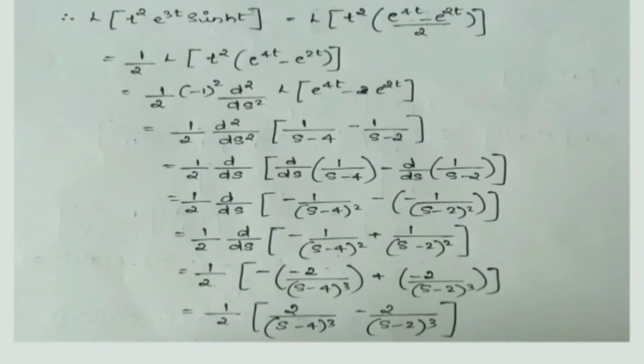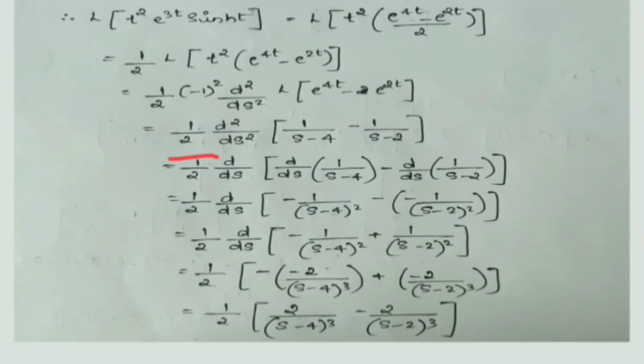Therefore, it becomes Laplace of t square e raised to 3t sin ht is equal to Laplace of t square (e raised to 4t minus e raised to 2t) by 2. Therefore, we will take this 1 by 2 outside since it's constant. So, 1 by 2 Laplace of t square (e raised to 4t minus e raised to 2t), which is equal to 1 by 2. Now, we have t square here. So, n is equal to 2. Therefore, minus 1 raised to n, n will be equal to 2. So, minus 1 square d square by ds square Laplace of (e raised to 4t minus e raised to 2t). Minus 1 square will be equal to plus 1.